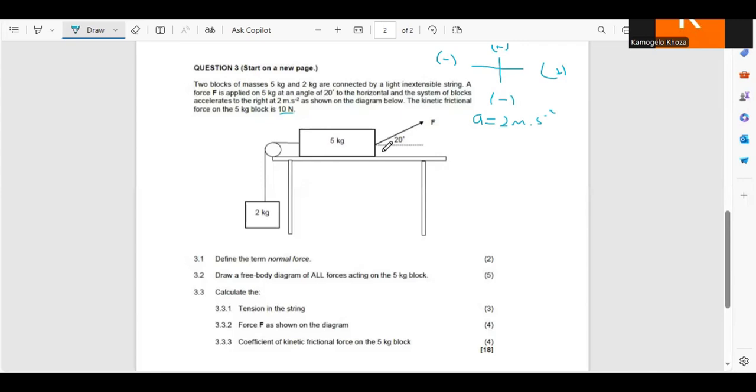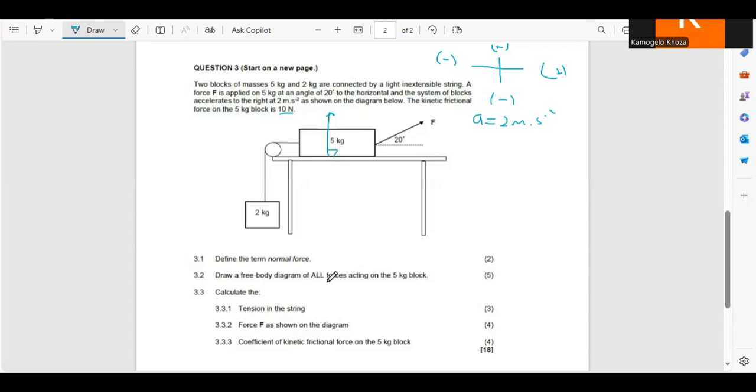Now, 3.1 says define a normal force. Now, remember, your normal force is that force that is exerted by a surface. And always that force would be perpendicular to the surface. Always know that your normal force is perpendicular to your surface, or it's acting at 90 degrees to your surface. Now, in this case, an example is this. Because this is on a surface, you would have a normal force, and this normal force is perpendicular to your surface.